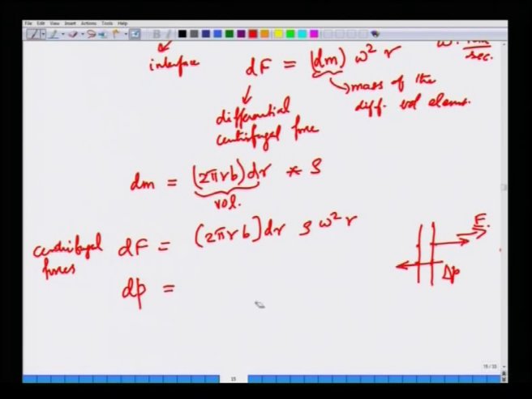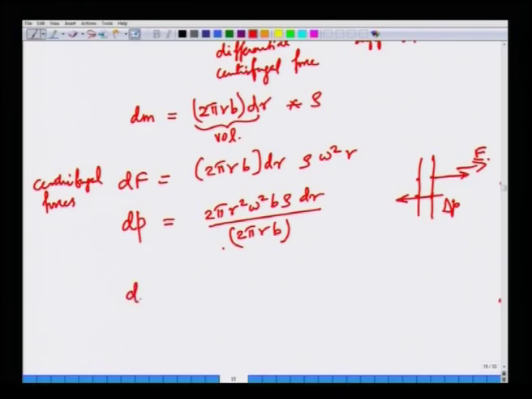So, it is 2 pi r squared omega squared b rho dr. This is the force. The pressure is force divided by area, and the area is 2 pi r b. So, let me cancel 2 pi r b. Then dp is nothing but 2 pi b, and then one r cancels, is rho r omega squared dr.